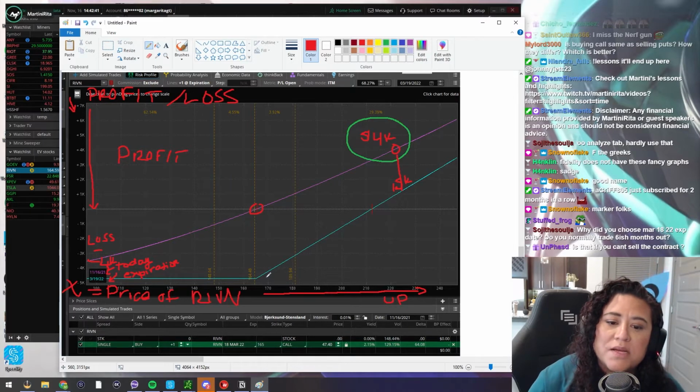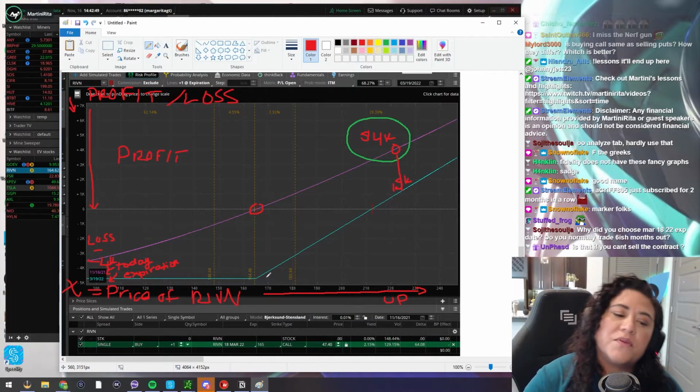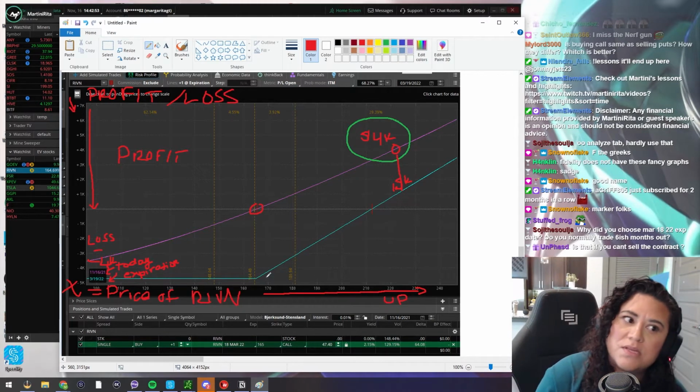Because why? Because the picture can answer the 20 million questions that you guys have, like, well, what if Rivian goes to 190? What if Rivian goes to 220? Well, what if Rivian goes to 240? Well, this will tell you.